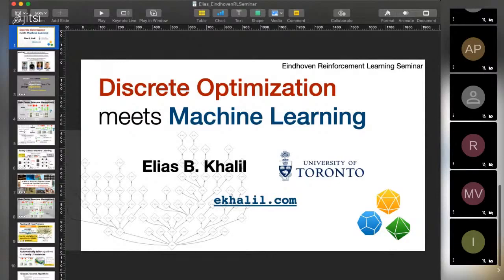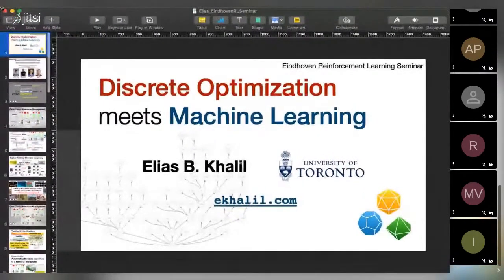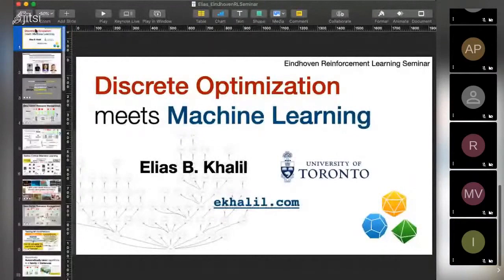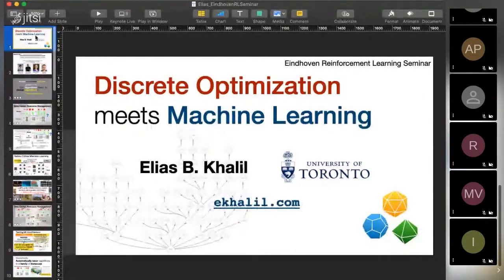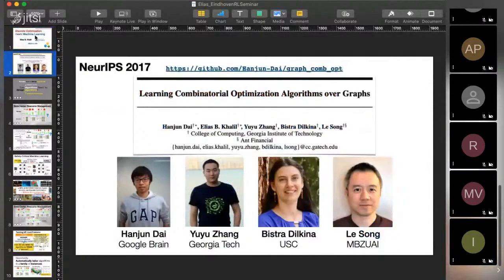Okay, so since we have 3 talks on roughly the same topic, I thought I'd also spend some time giving a big picture of this field, which I've been working in for a few years, and some of the challenges and recent developments there. And I will also, of course, talk about our NeurIPS 17 paper, Learning Combinatorial Optimization Algorithms over Graphs.